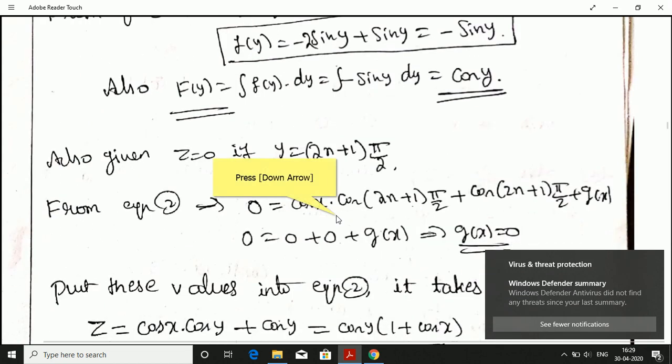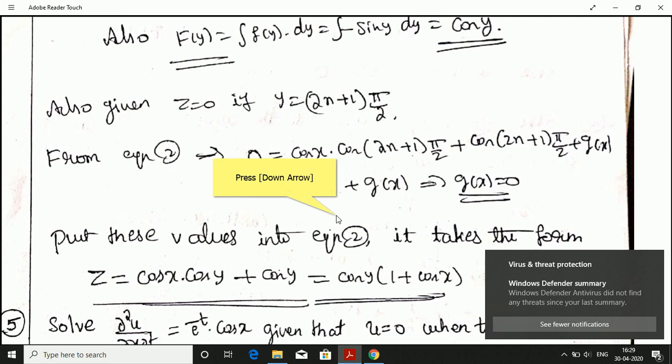Also given z is equal to 0 if y is an odd multiple of pi by 2. An odd multiple of pi by 2 can be written as 2n plus 1 of pi by 2. From equation 2, substitute these values. Z is 0, y is 2n plus 1 into pi by 2. So cos of odd multiples of pi by 2 is 0. So that gives us g of x is equal to 0.